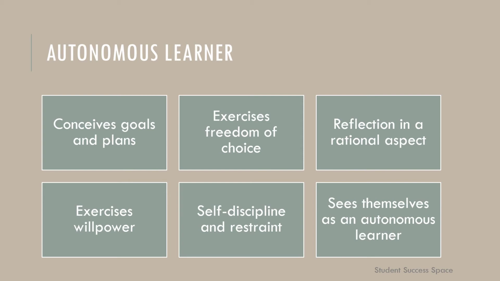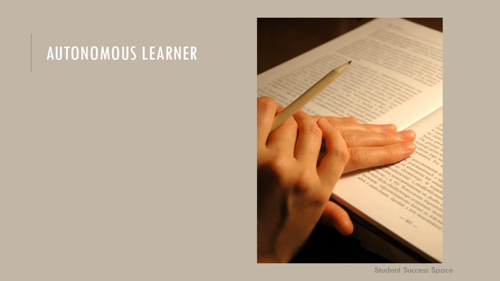Now, it says that the autonomous learner is someone who conceives goals and plans, exercises a freedom of choice, uses a capacity for reflection in a rational aspect, exercises a will to act upon their knowledge, demonstrates mastery in self-discipline and restraint, and sees themselves as an autonomous learner.